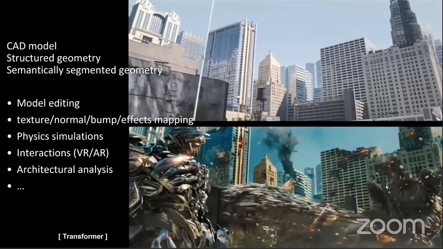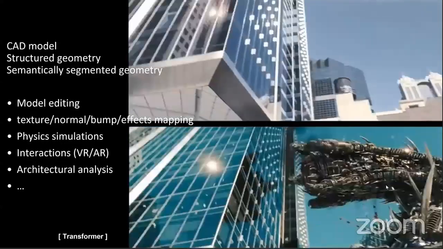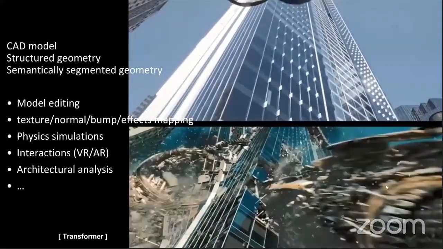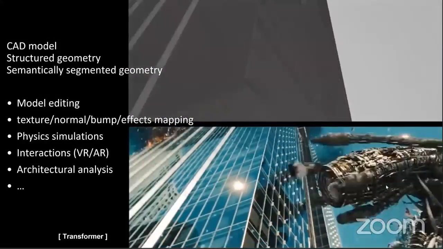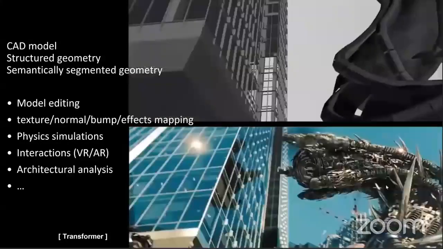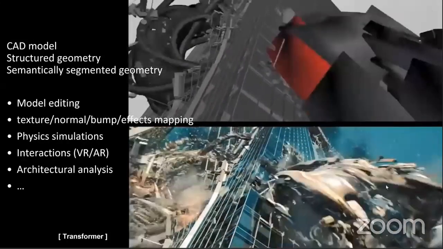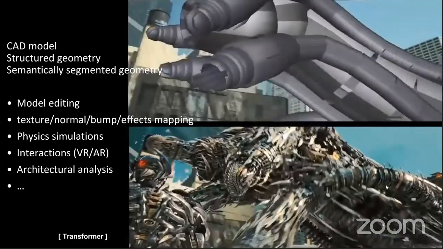I have been working on reconstructing CAD models or CAD-like models. It's difficult to define a CAD model. I call it structured geometry, or more descriptively, semantically segmented geometry. So I have geometry which is segmented, respecting underlying semantics or properties. You probably know what I mean.